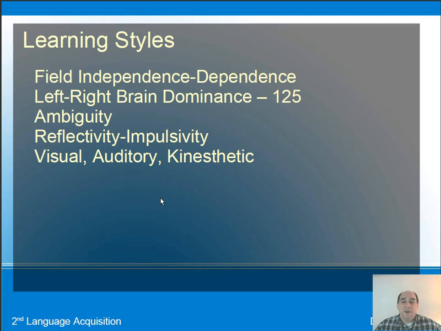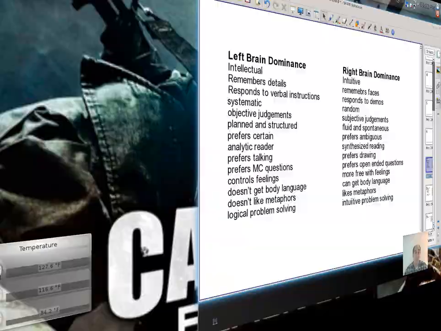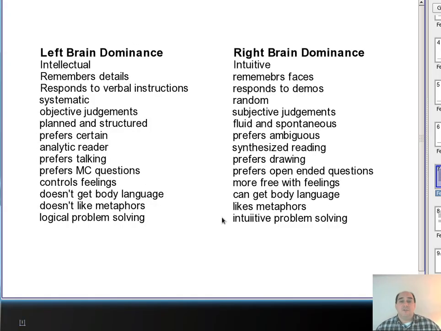Let's take a look a little bit more at field dependence, independence, and some of the ideas here with left-right brain dominance. This is not necessarily etched in stone, but these are some of the generalities that you see here. Left brain dominance type of people are more intellectual. They try to analyze things. They remember details, the minutiae, versus those that are more right brain, they remember faces. They're more intuitive.